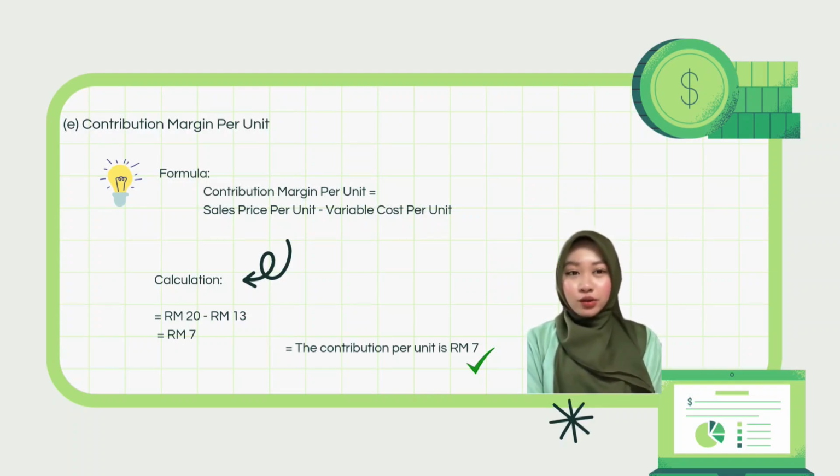Next, moving on to the contribution margin per unit. The contribution margin per unit is calculated by subtracting the variable cost per unit from the selling price per unit. The selling price per unit is RM20 and the variable cost per unit is RM13. Therefore, the contribution margin per unit is RM7. This means each unit sold contributes RM7 toward covering fixed cost and profit.